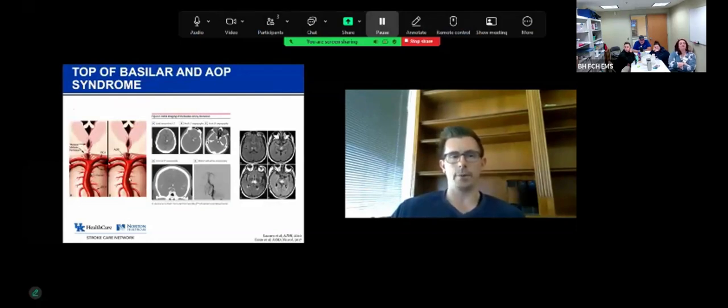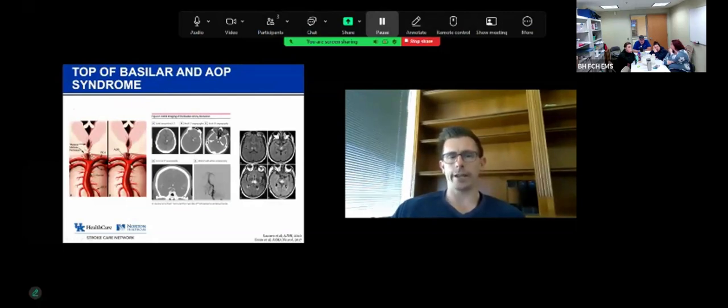So the top of the basilar is just represented here. What comes off the top of the basilar that's super important are these thalamic perforators. So if you infarct both of your medial thalami at the same time, you will get acute coma. And you can get that if you have a blood clot sitting right here, picking off these perforators.